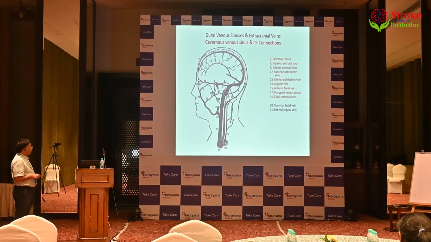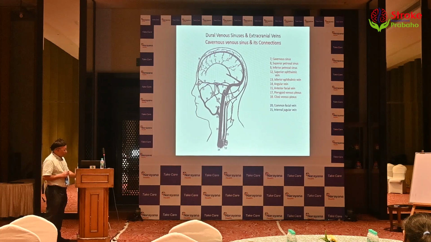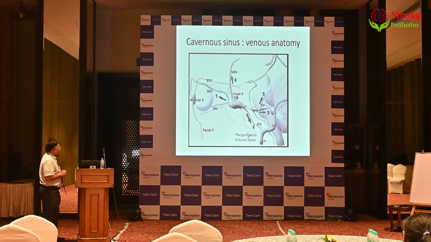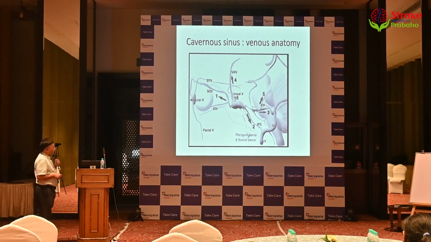Then we have the superior petrosal sinus, which is connected to the sigmoid transverse sinus junction. Then we have the inferior petrosal sinus, which directly opens into the internal jugular vein. And then we have two more, that is the clival venous plexus and the pterygoid venous plexus. So these are all the communications of the cavernous sinus. Along with this, superiorly, it's connected to the superficial middle cerebral vein and the uncal vein.